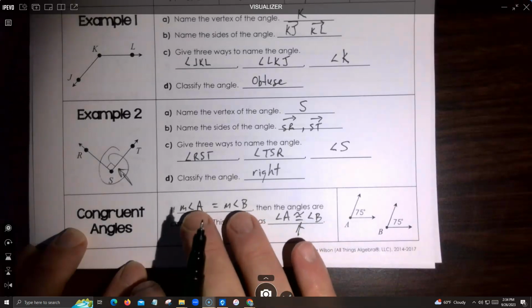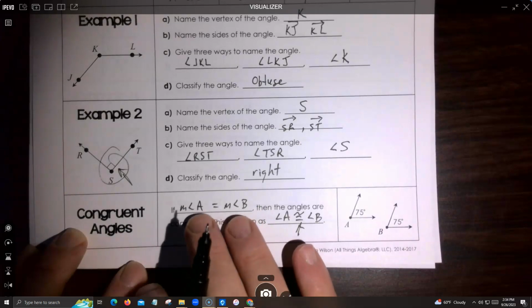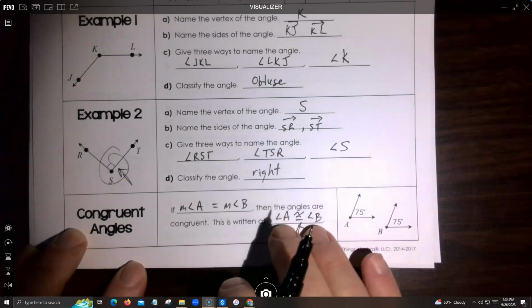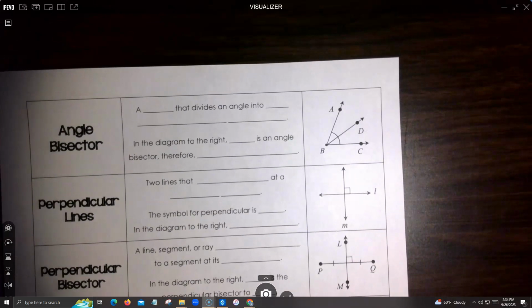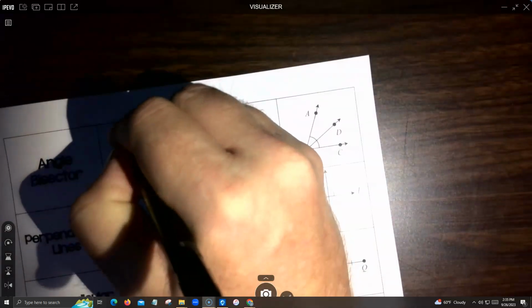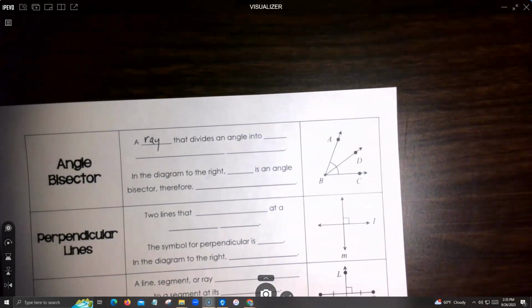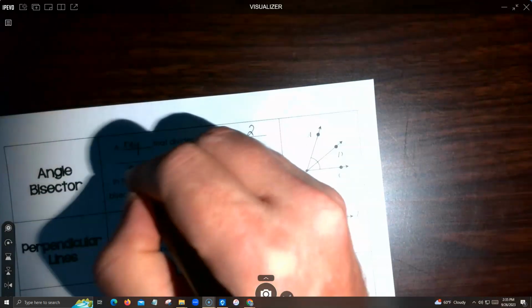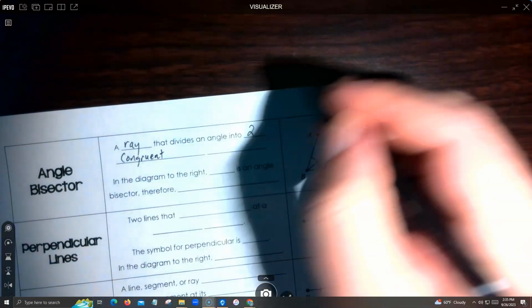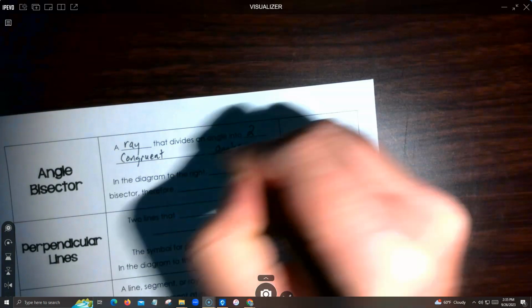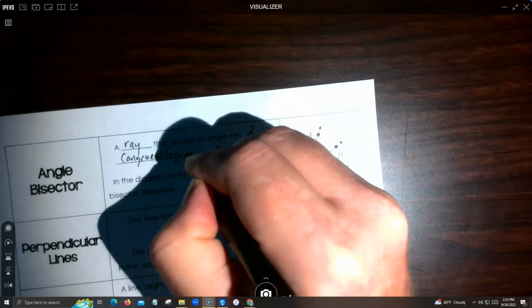So this is the math part. This is saying 75 equals 75 degrees. And this is saying the angles are both the same size. All right. So the next thing we're going to talk about is called an angle bisector. An angle bisector is a ray that divides the angle into two congruent angles. Again, congruent means equal, so if you want to squeeze the word equal in there.